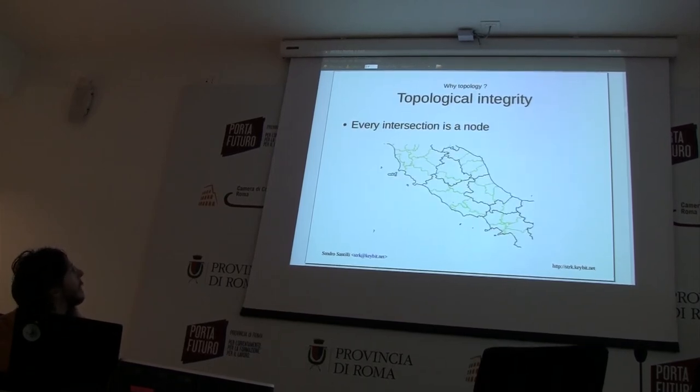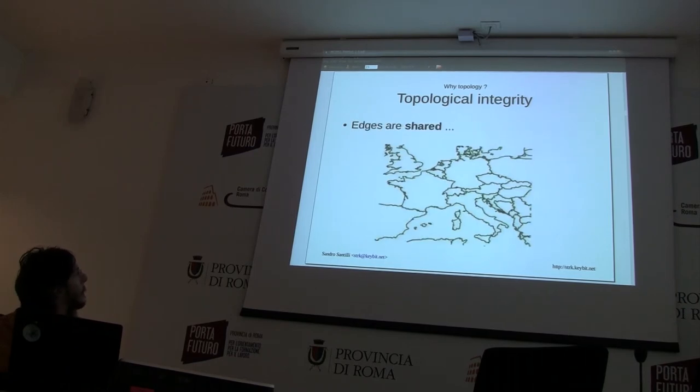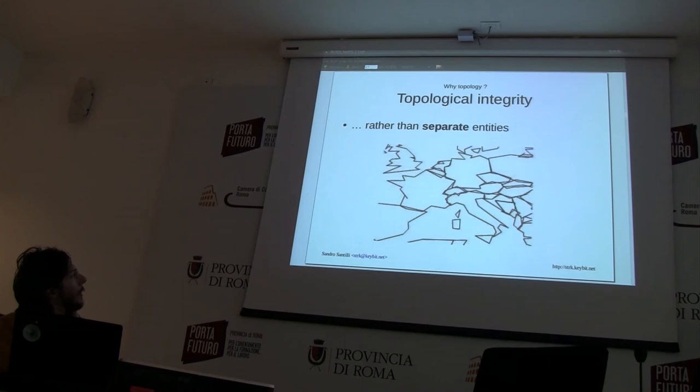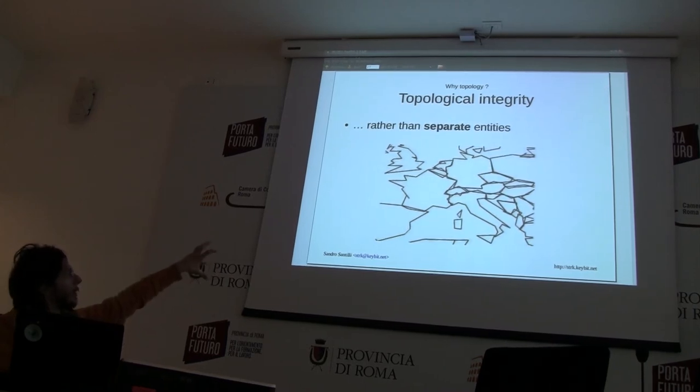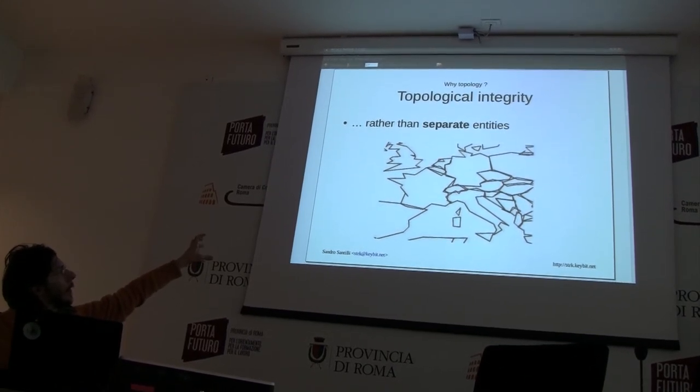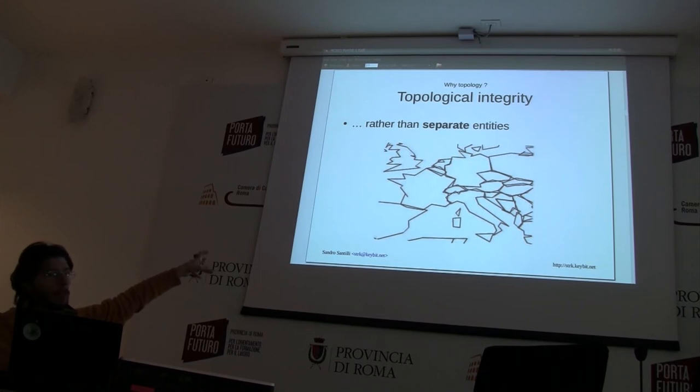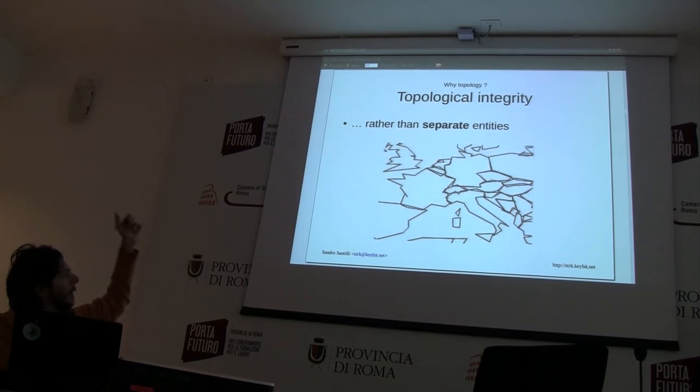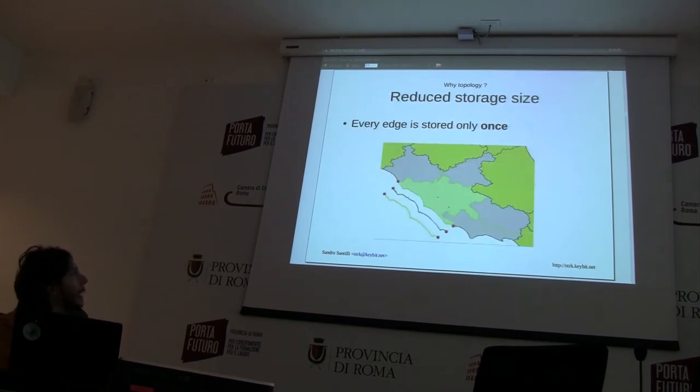Topological integrity means that every intersection is explicitly stored as a node. It means that edges are shared, not separate entities. This is an example of what happens if you take each polygon, which belongs to a single country, and simplify it using the Douglas-Peucker simplification algorithm. What happens is that you lose all the relationships, you produce overlaps and underlaps.